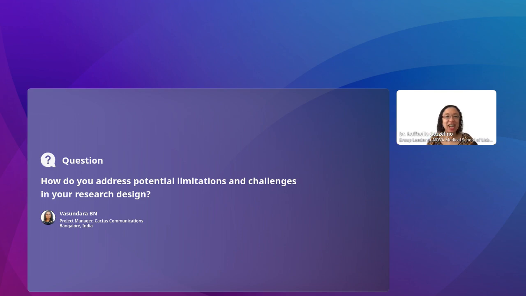Another question is, how do you address the potential limitations and challenges in your research design? First of all, having more funds to perform more experiments. But indeed, this is more a problem for the PI and the supervisor than for the students, right? So you need to be very critical. The way you can be critical is to allow your peers to read your research and your proposal as well. Then altogether, you can spot some limitations and challenges.